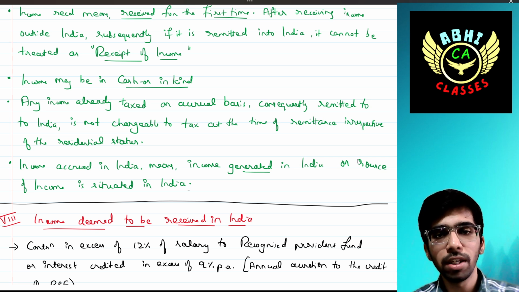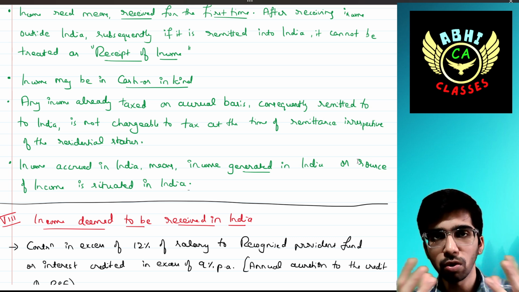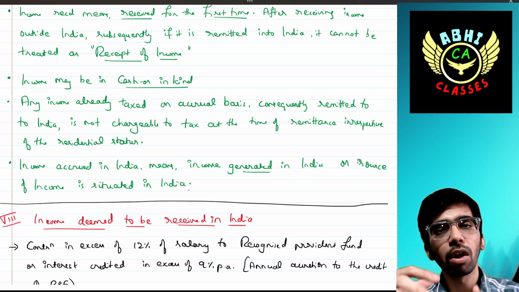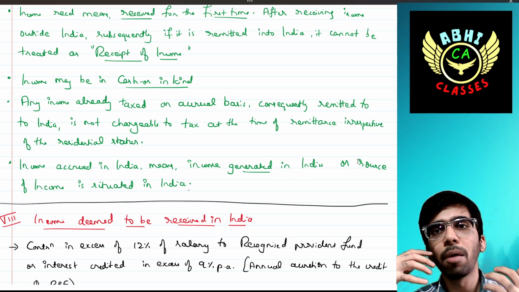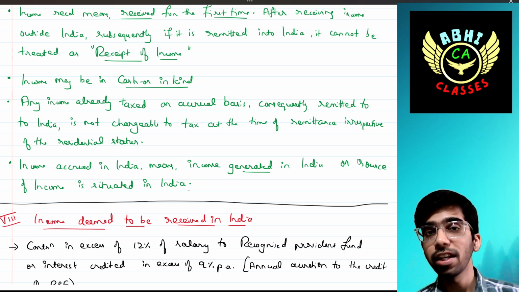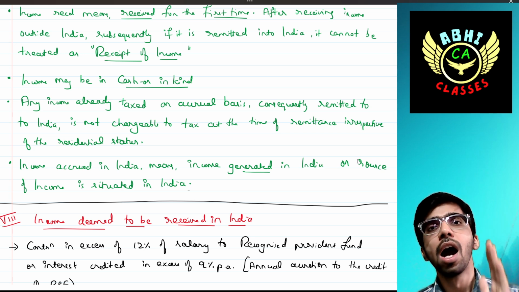Income accrued in India means income generated in India, or the source of income is situated in India. For example, I have constructed one building, and from that I am receiving rental income. But I am a non-resident. Just think I am a non-resident. But for me, it is Indian income because it is generated in India, right? Because that building is situated in India. Hence it is treated as Indian income.